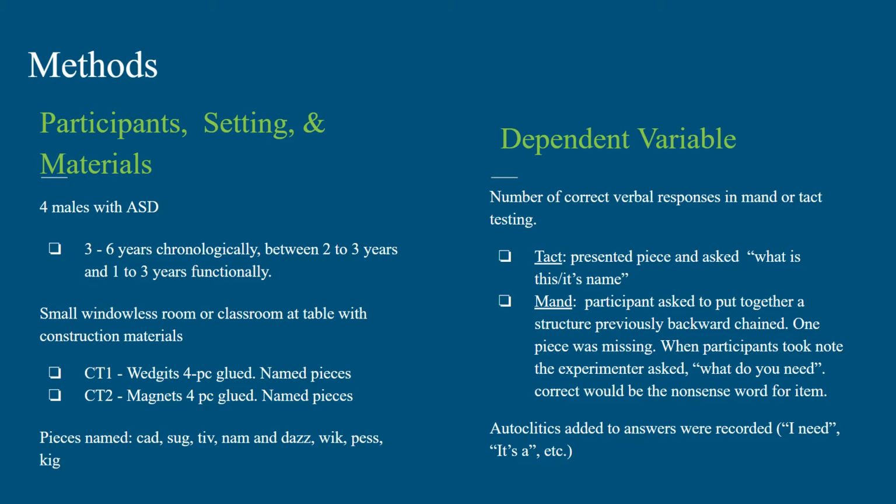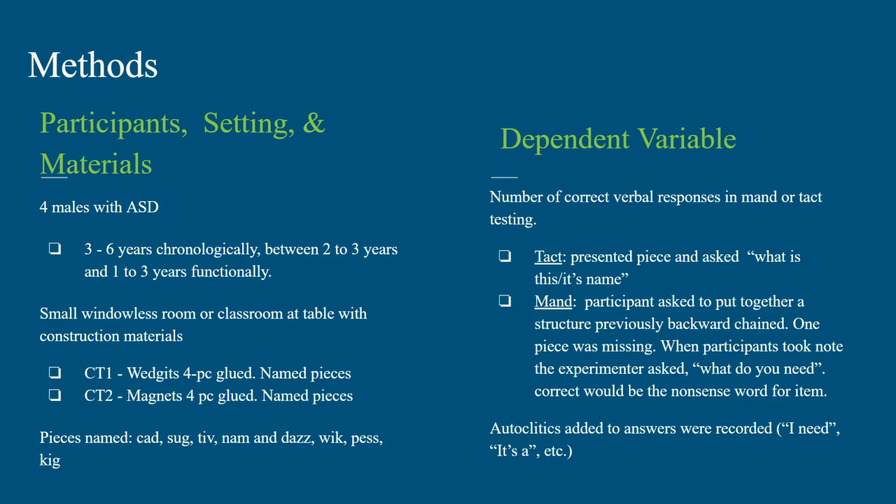The dependent variable would be the number of correct verbal responses in the MEND or TAC testing. For TAC testing, they were presented a piece and asked, what is this, or what's its name? And for MEND testing, a participant was asked to put together a structure previously backward chained. 1 piece was missing, and when the participants took note of this, the experimenter asked, what do you need? And the correct response would be the nonsense word for the item that it assigned.